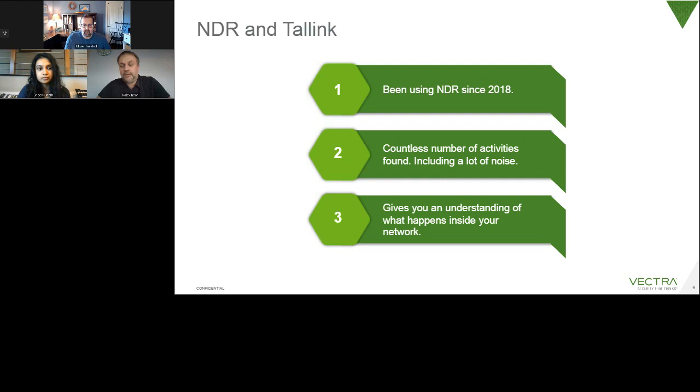So far, our experience has been that it's a very useful tool, but we get a lot of information from the tool, and somehow we have to understand what the information is. Is it relevant, not relevant? How to fine-tune it and how to handle this information? In our experience before Vectra, we got a countless number of activities. All the time something was really going on in the network. We get the notifications, we try to go over them, but we were not as successful as we expected to be.